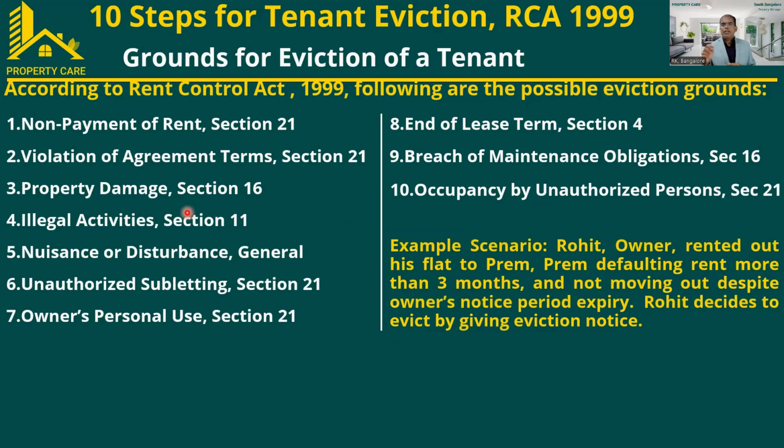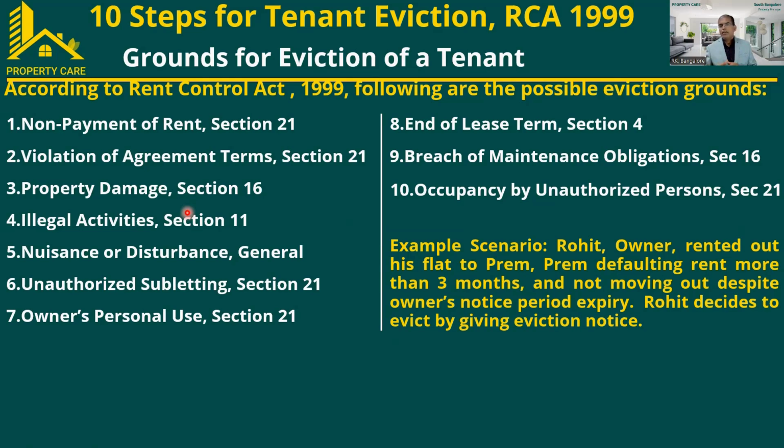I'm discussing a sample scenario for better understanding. Rohit is an owner. He rented out a flat to a tenant, and the tenant defaulted on 3 months' rent. He has not paid 3 months' rent and is not moving out, despite the owner having given the notice period. According to the agreement, there is a 1 month notice, and the owner served a notice to move out of the flat within a month. He has been given the time, and is still not moving out. So 3 months' rent is due, the 1 month notice period is also unpaid, and now his deposit has also been exhausted.